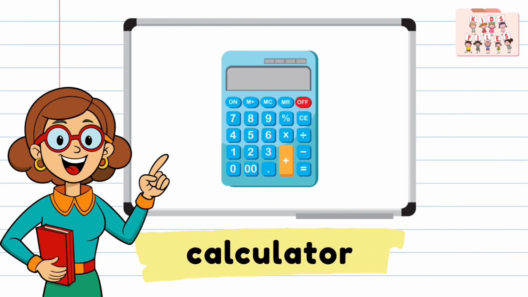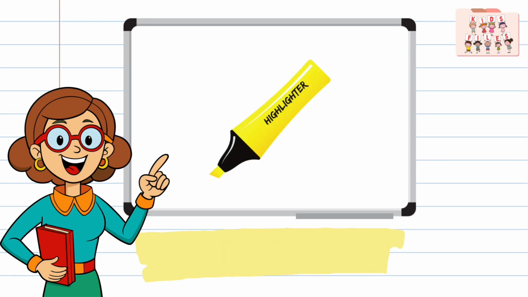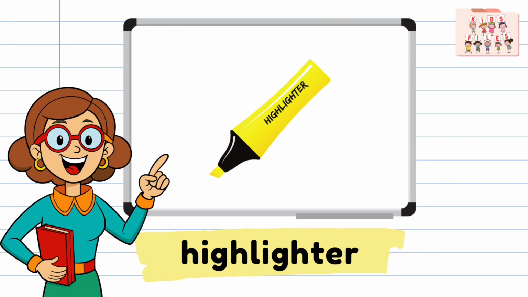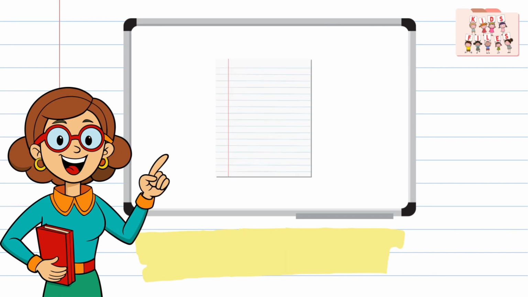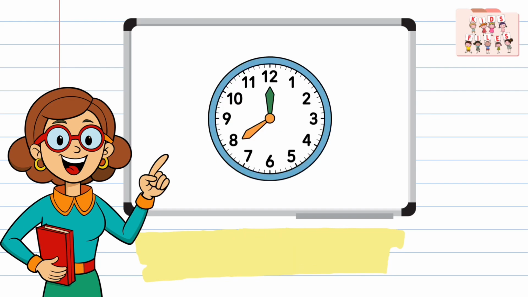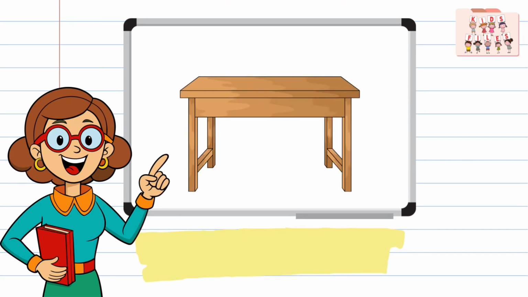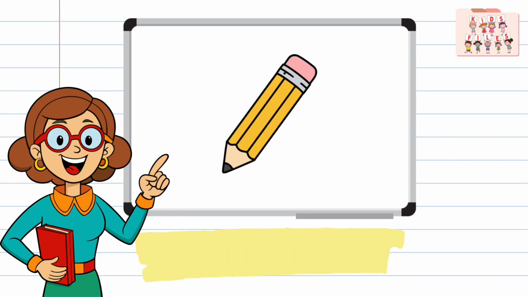Calculator. This is a calculator. Highlighter. This is a highlighter. Pad paper. This is a pad paper. Clock. This is a clock. Table. It's a table. Let's repeat.